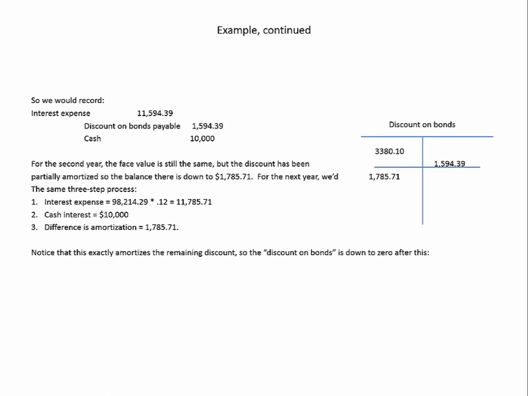For the second year, the face value is still the same, but the discount has been partially amortized, so the balance there is down to $1,785.71. Again, see the T account. For the next year, we do the same three-step process. First, interest expense equals the carrying value times the effective rate, or $11,785.71, minus the cash interest of $10,000 equals the amortization, $1,785.71. And notice that this exactly amortizes the remaining discount, so the discount on bonds account is down to 0 after this.